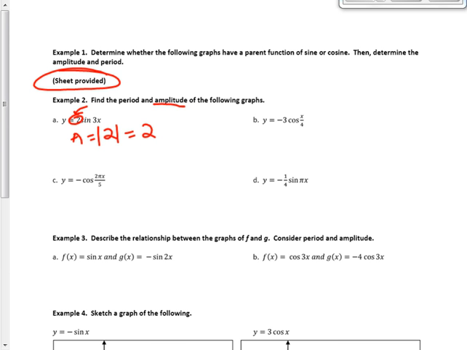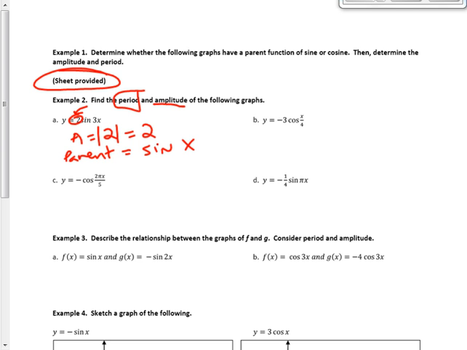I'm then going to name the parent function. So I want to know what this looks like. It goes up and down. It just depends on whether it's a sine or a cosine. Does it start up or does it start at the origin? I want to take a look at this, and I want to name the parent, and the parent function is a sine function. And if you want to put an x there instead of theta, that's fine. Sine of x is fine. Then the last thing that I want to name is the period.